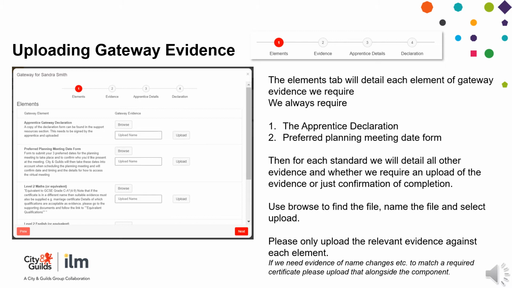Uploading Gateway evidence. The Elements tab will detail each element of Gateway evidence we require. For each apprentice, you will always upload the Apprentice Declaration and the preferred planning meeting date form. Then, for each standard, we will detail all other evidence and whether we require an upload of evidence or just confirmation of completion. Use Browse to find the file, name the file and select Upload. Please only upload the relevant evidence against each element. If we need evidence of name changes to support a required certificate, please upload this alongside the component.